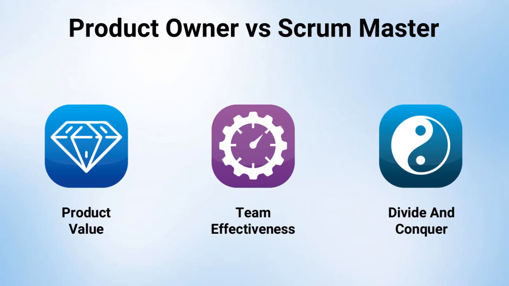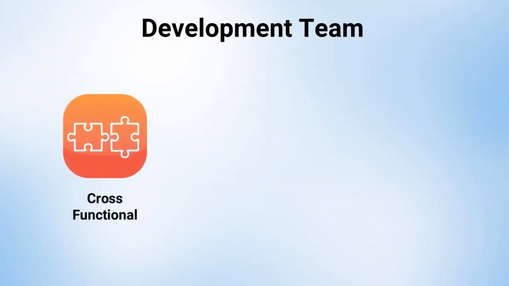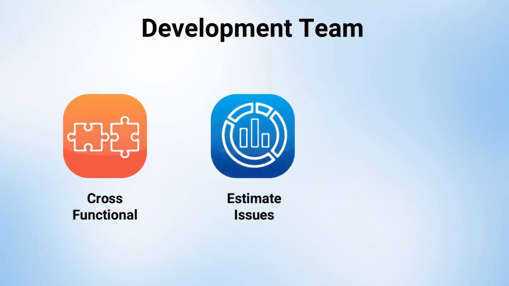Next, we will discuss the last role, which is the development team. The development team is a cross-functional adaptive team that does the work of the project. Responsibilities of the development team include estimating issues. This is usually done using story points, but other estimation methods can be used.